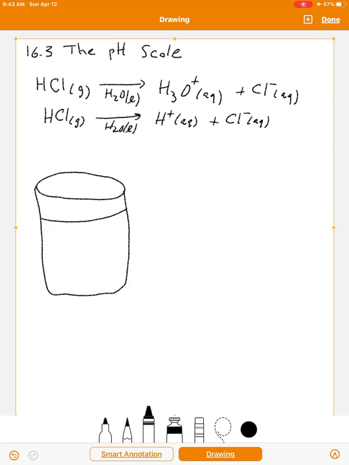Section 16.3, the pH scale. Okay, let's take a look at a way of representing the acidity of a solution. So let's write that word down, acidity. Acidity is a way of talking about the hydronium ion, the H3O plus ion.